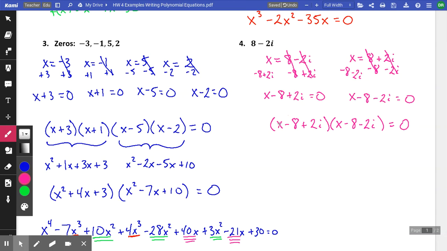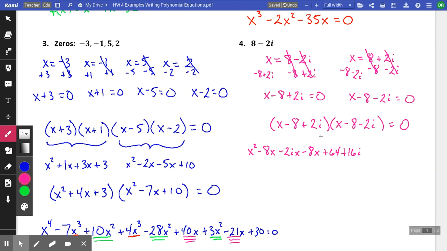X will distribute over, so x times x is x squared. X times minus 8 is minus 8x. And I think I'm going to run out of room here, so let me rearrange. All right, that's better. Still need to take x times the minus 2i, and so we can just put a minus 2ix on that. All right, let's go to the negative 8 and distribute. Negative 8 times x is negative 8x. Negative 8 times negative 8 is a positive 64. And negative 8 times negative 2i is positive 16i.